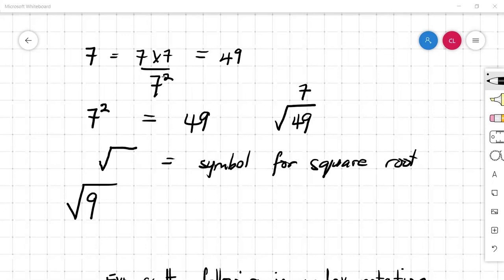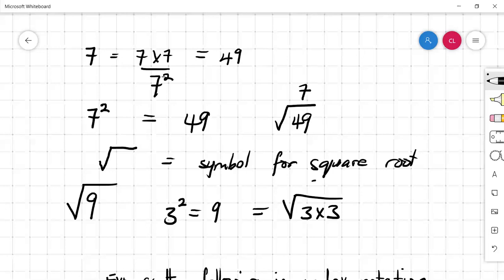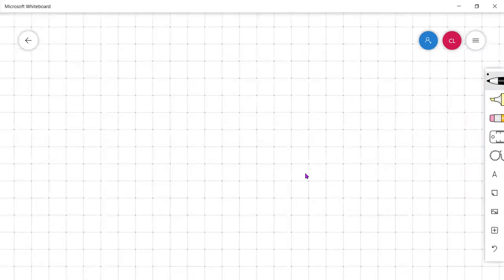All right. So 3 squared is equal to 9. And 3 squared really means what? 3 times 3, right? And the square root of 3 times 3 is 3. So when it's the square root, we are taking one out of the set. I hope you guys are seeing that. Understood? All right, I'm going to show you something.